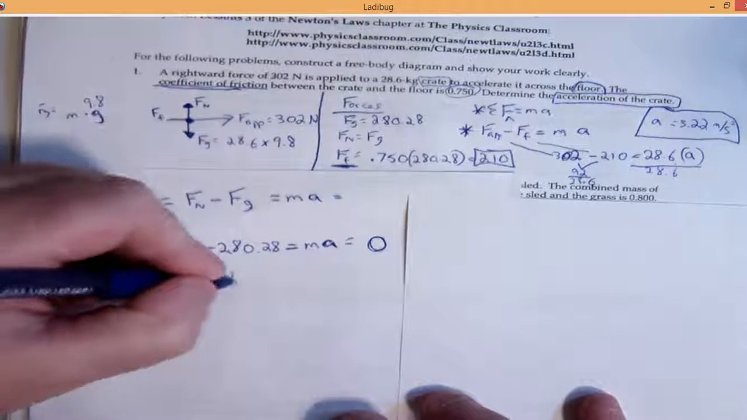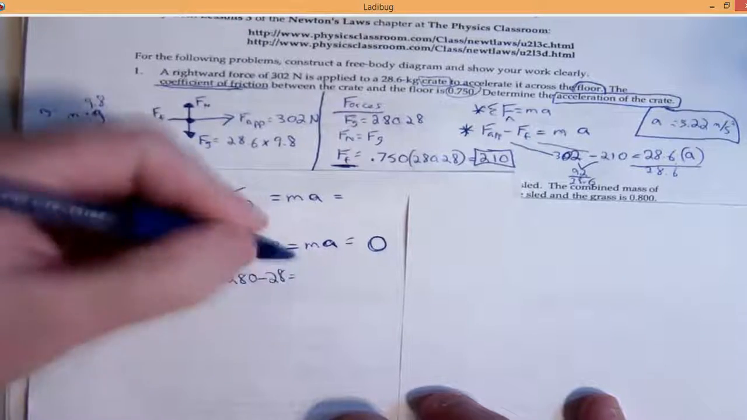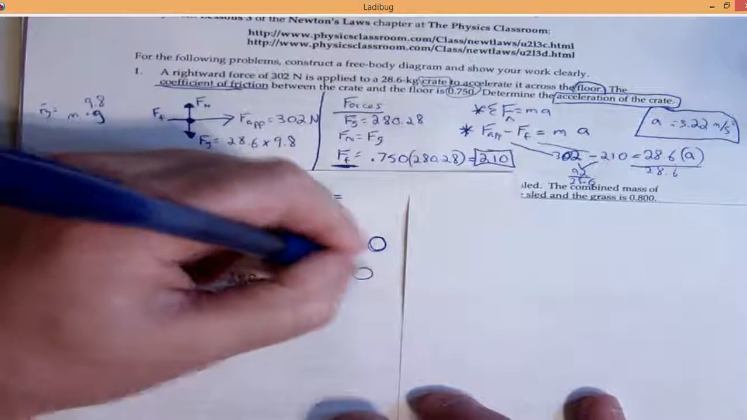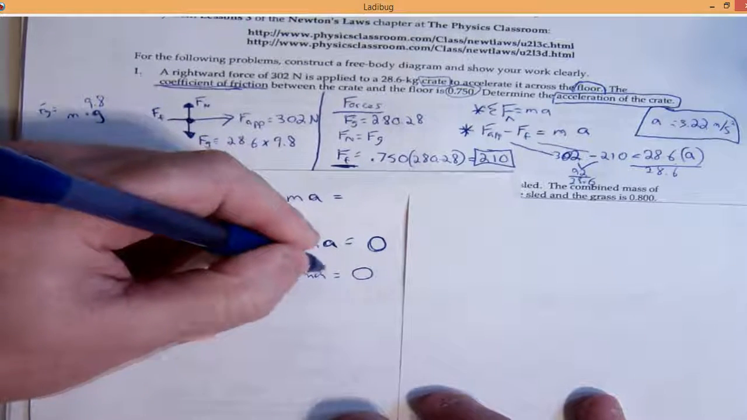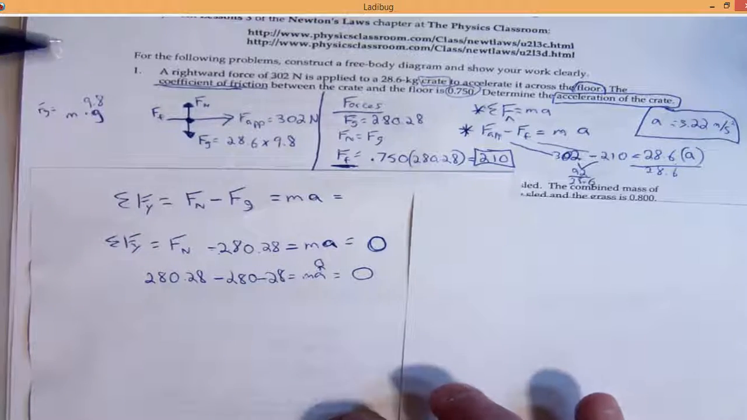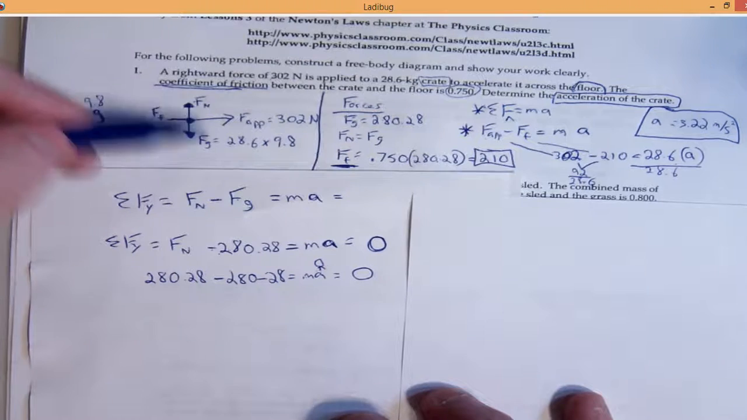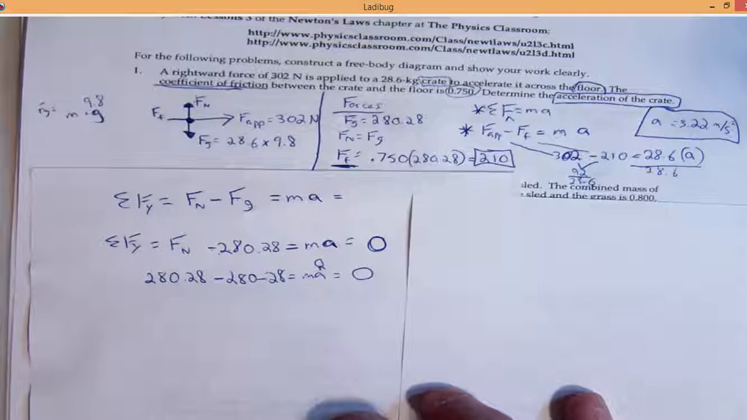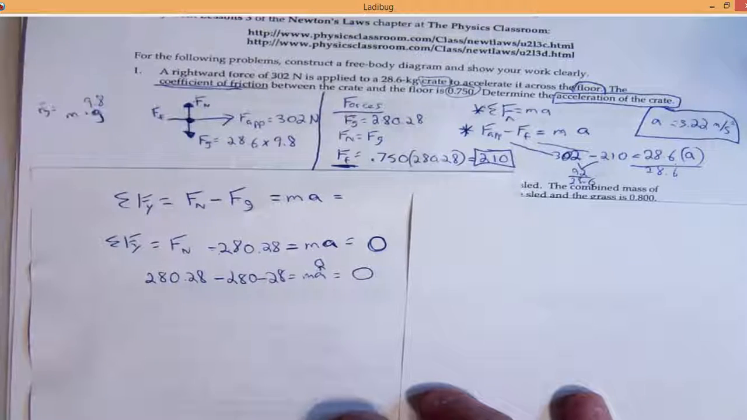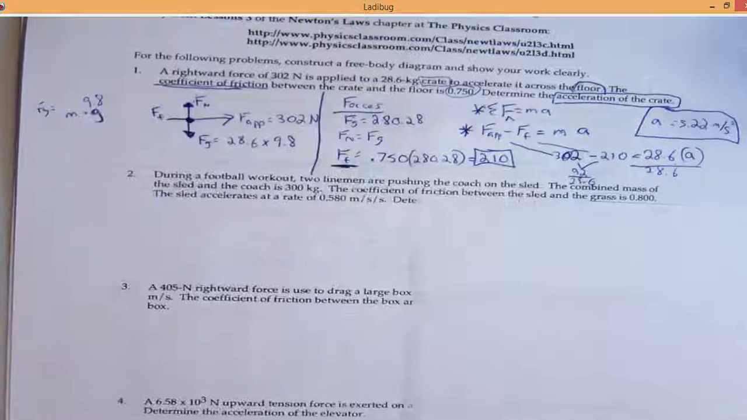Because now 280.28 minus 280.28 equals mass times acceleration, which just so happens to be 0. It doesn't matter what the mass is, the acceleration is 0. So that's why this normal force is just the same in this case, because it's not accelerating up or down. Okay, so we cleared that up.